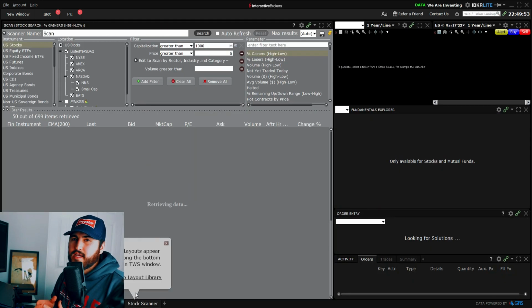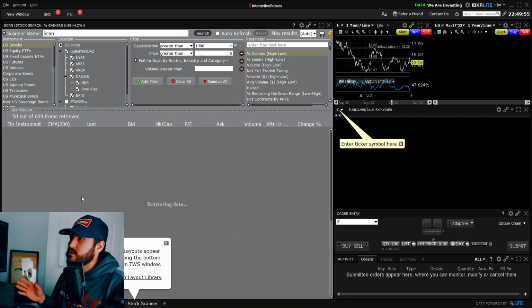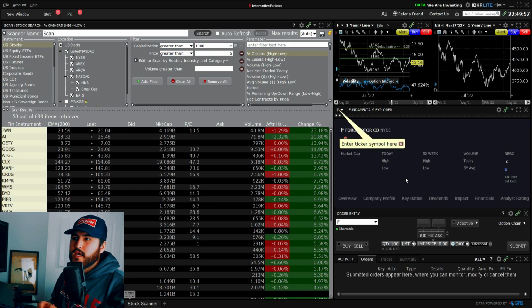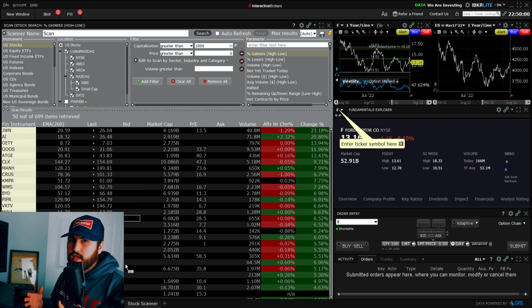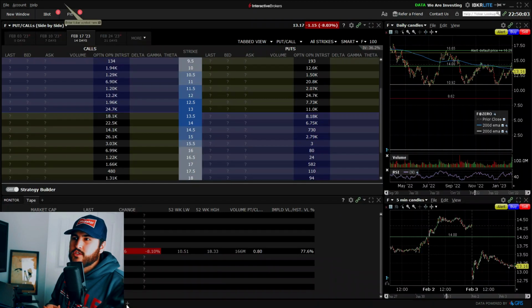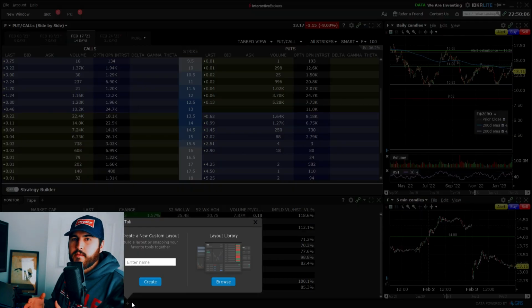You're going to have an advanced scanner. You're going to have some charts. You're going to have order entry, and you'll be able to use this to scan through stocks. But we're going to create our own personal layout. So go to create a new layout, name it as you will. We'll just name ours scanner.